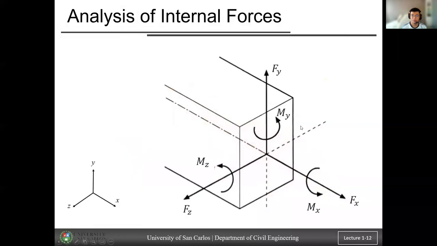Okay, so here's a close-up view of the moments together with the forces also. XYZ, and XYZ also for the moments. To be able to visualize this figure, try to get a ruler and bend it, depending on which moment you want to discover, X, Y or Z. Then you will know the behavior of it, whether it's bending or twisting.